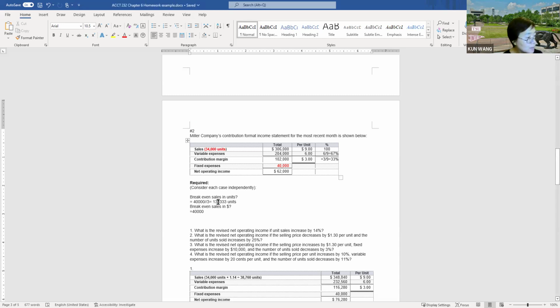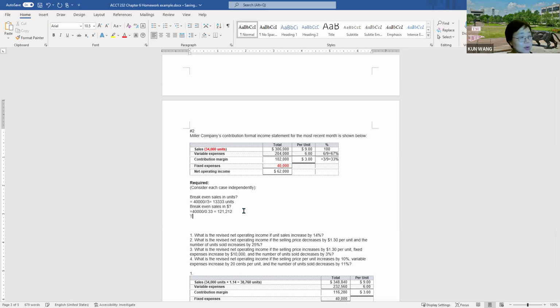Oh, sorry, I put one more here. It should be 1 less 3. Okay, that's the 13. And this one you divide by the percentage of your contribution margin, the 33%. And then you will be getting the dollars directly. I'm also rounding to the integer. Okay, so 121,212 dollars around. So break even sales in units or in dollars.